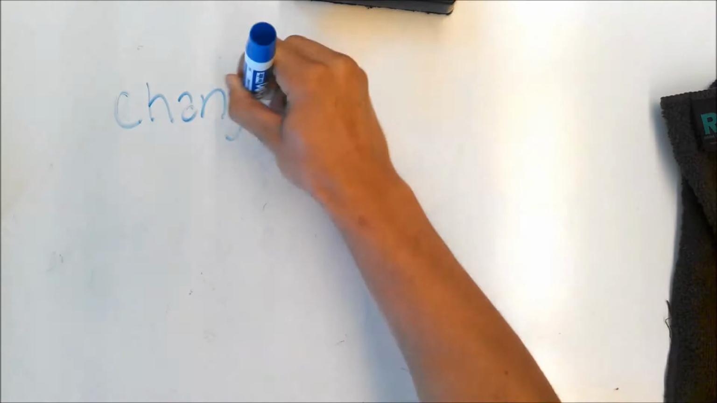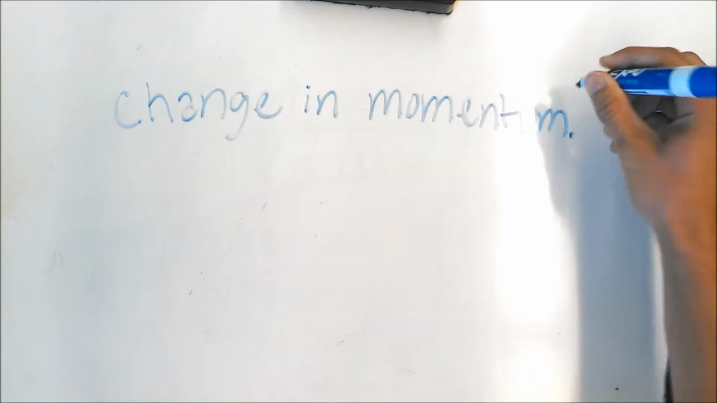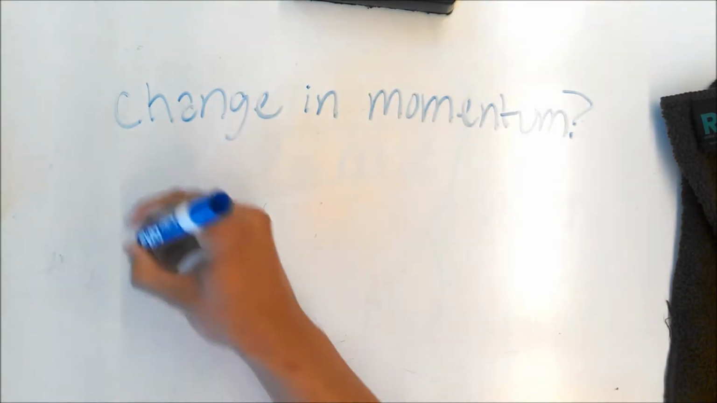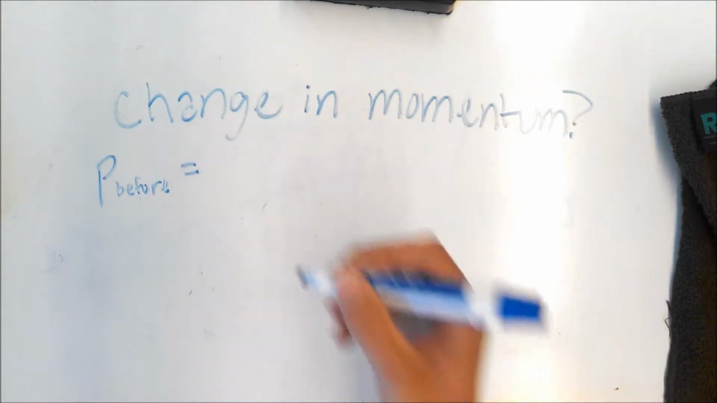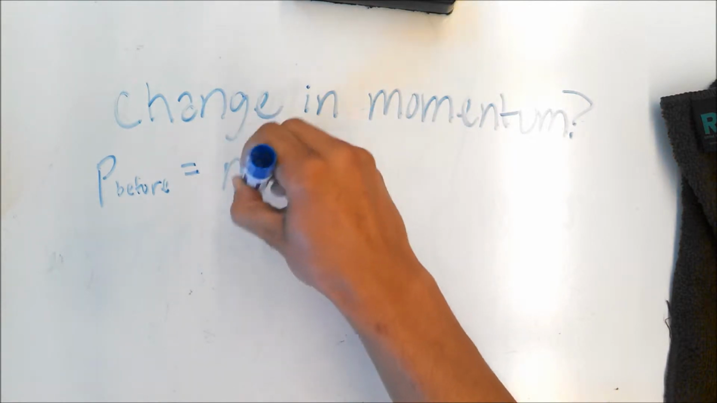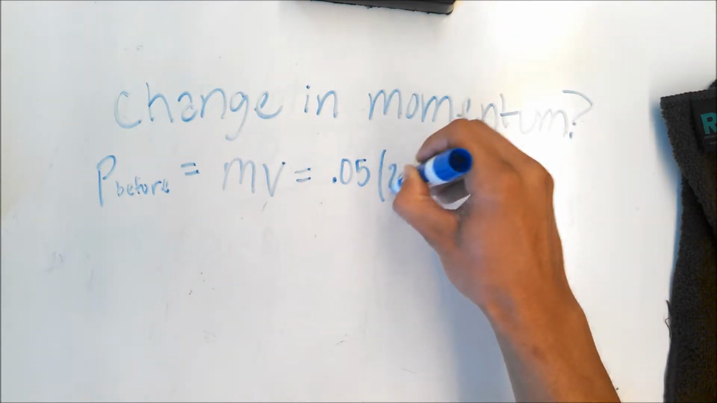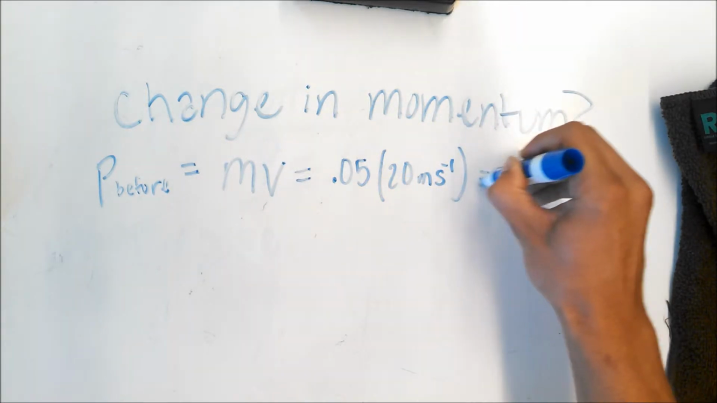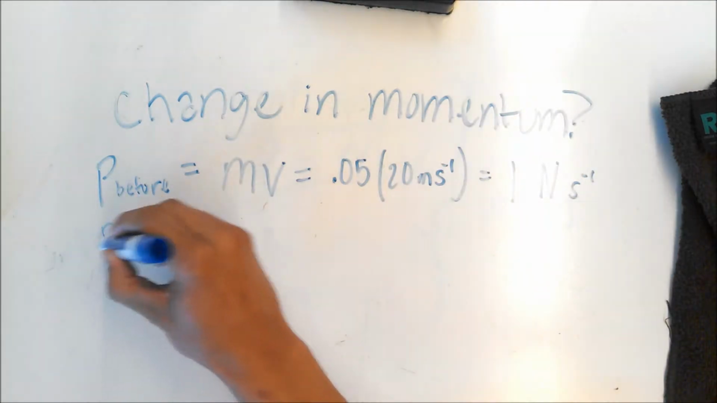In order to solve the equation, we will need to first find the change in momentum. To find the change in momentum, we will need to find the momentum before the collision and then the momentum after the collision. Before the collision, the momentum of the ball is 1 newton second, as shown in the diagram. And then after the collision, the momentum of the ball is 0.9 newton seconds.